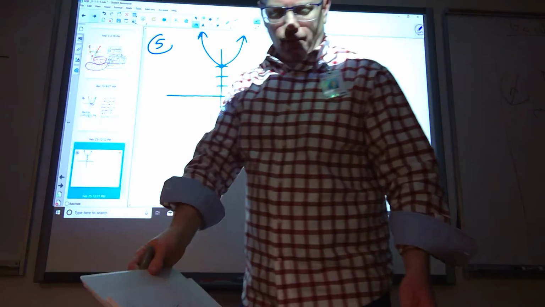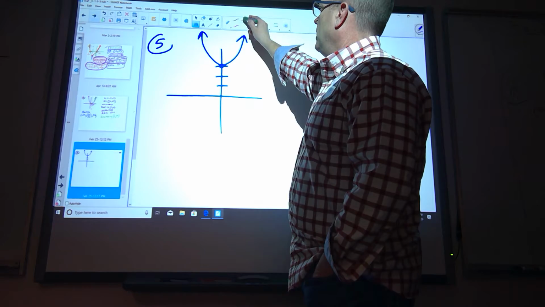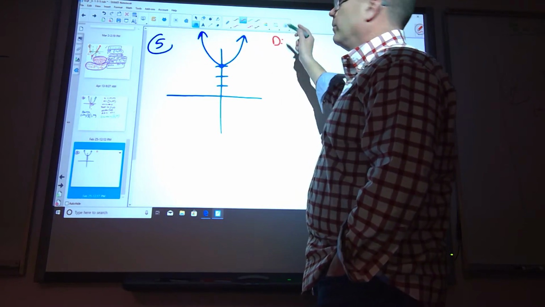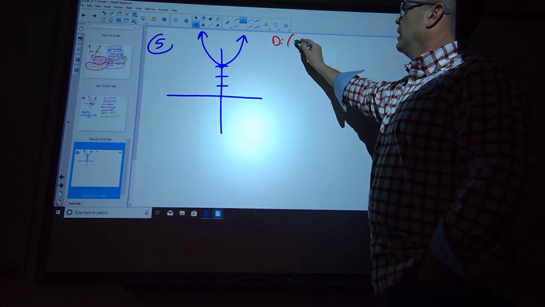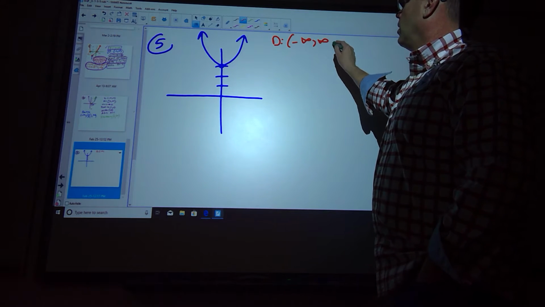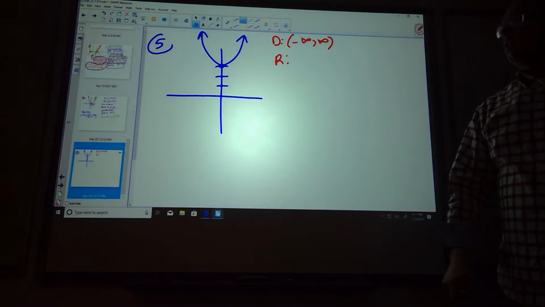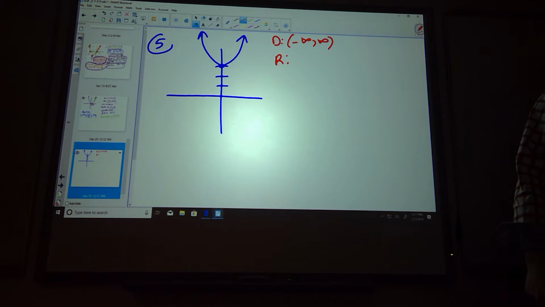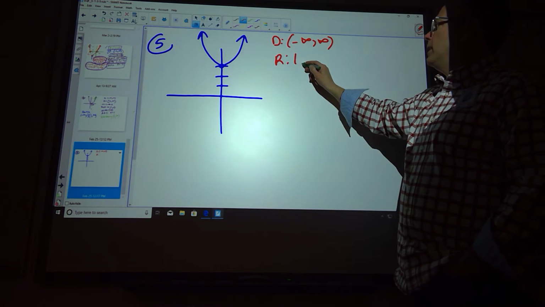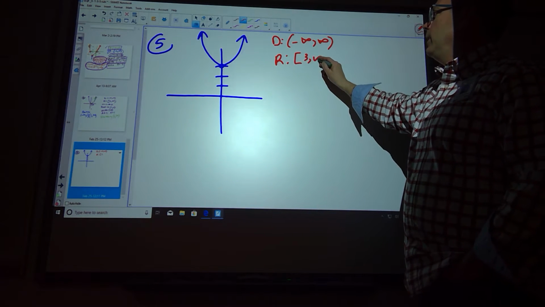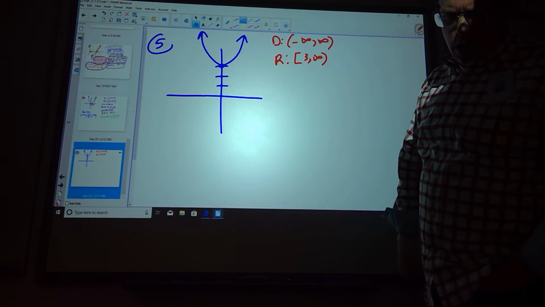Okay, so it looks like that. So the domain, who wants to take a shot at the domain? Negative to positive infinity all day long. The range, where does it start in the y direction? Three, cool. So starting at 3, square bracket to infinity, it's going to continue to grow.